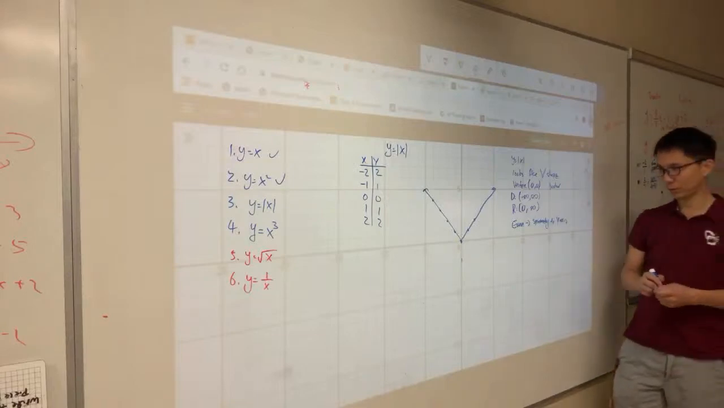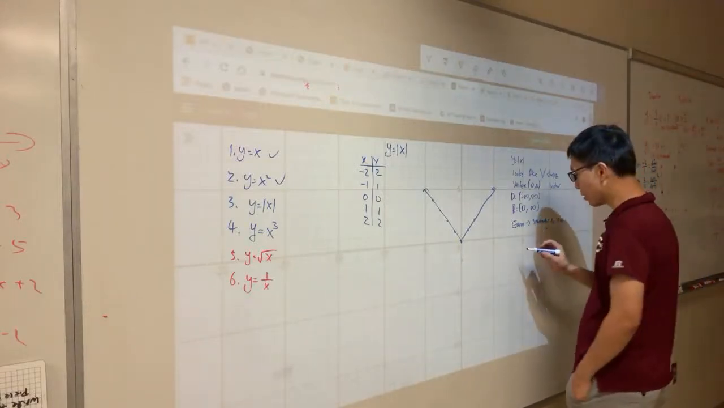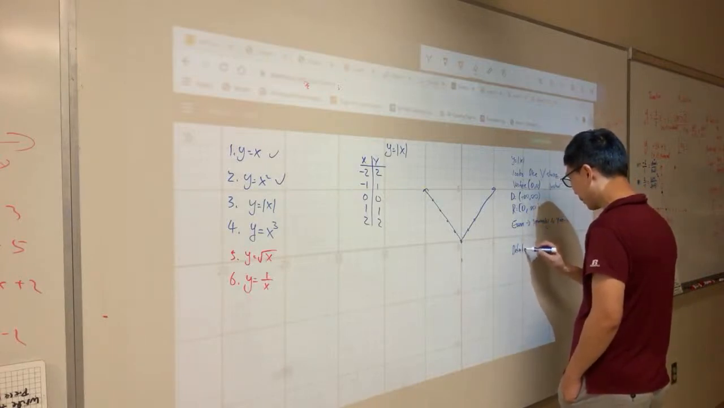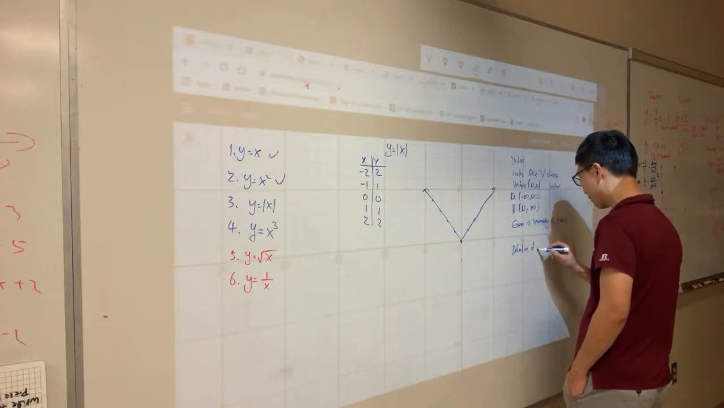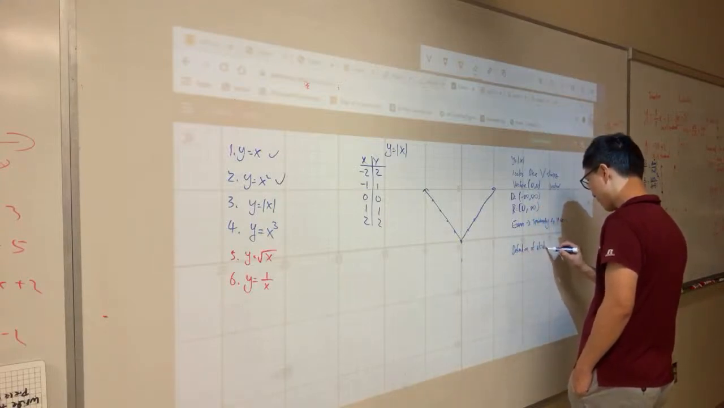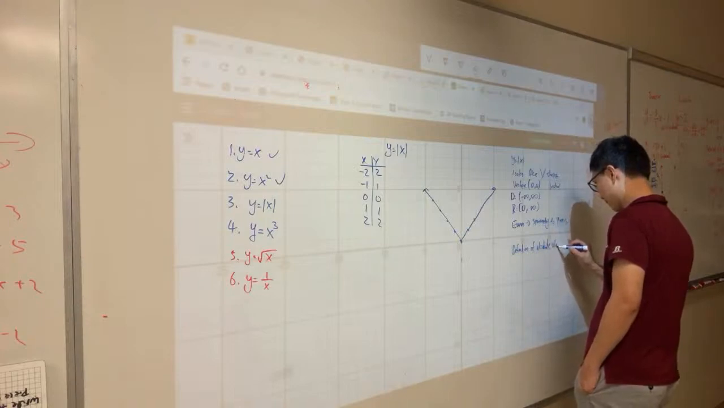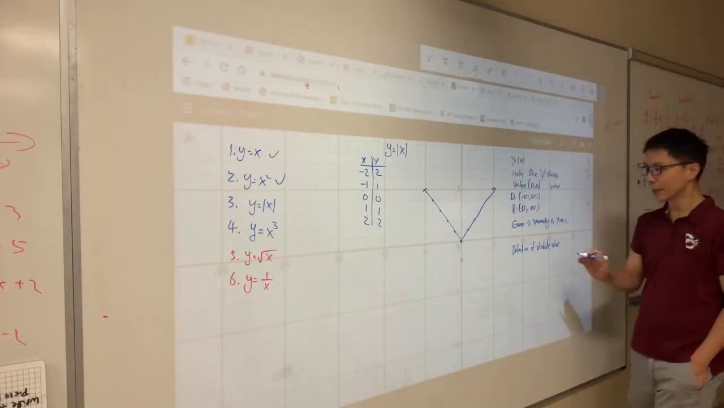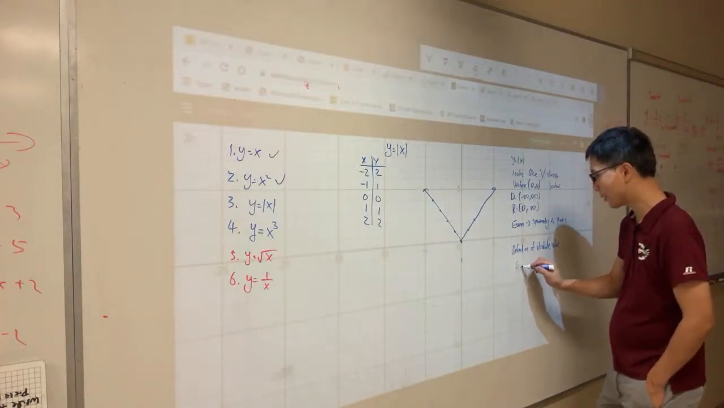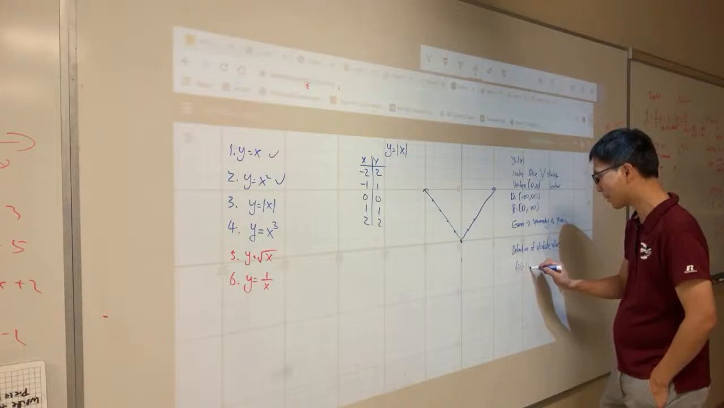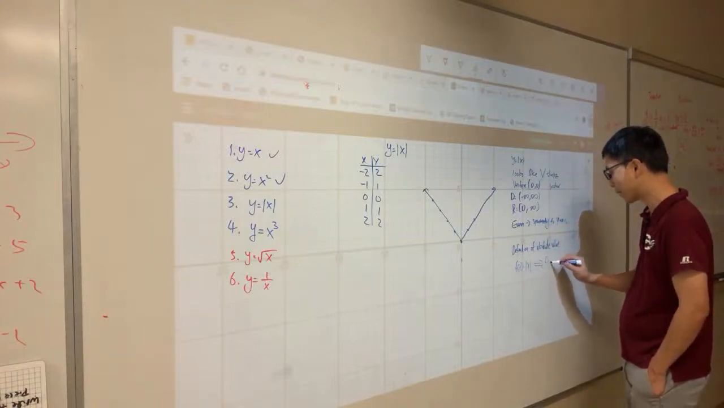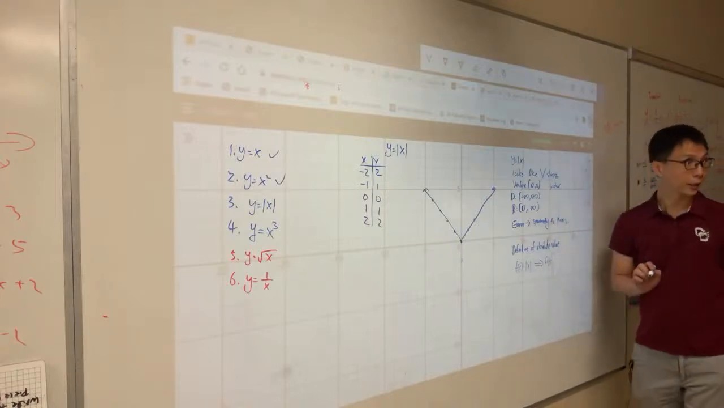Oh, let's talk about something very important. A lot of you guys don't know this. In Algebra 2, it should have been covered: the definition of absolute value. The definition of absolute value is this: f of x equals absolute value of x, and you can rewrite it in terms of piecewise functions.